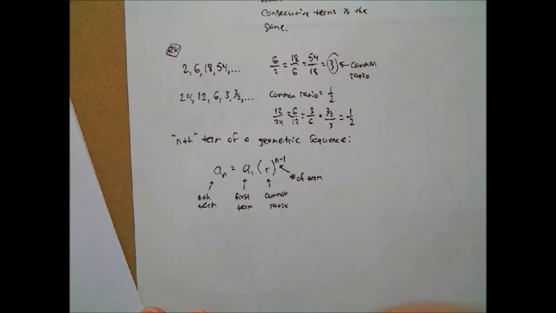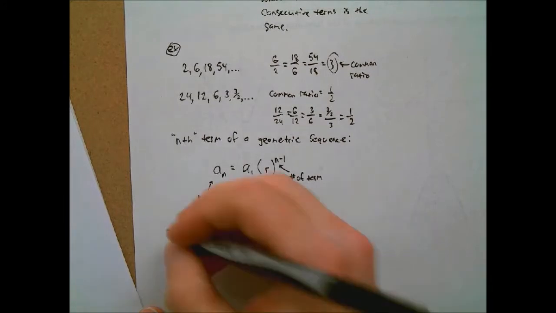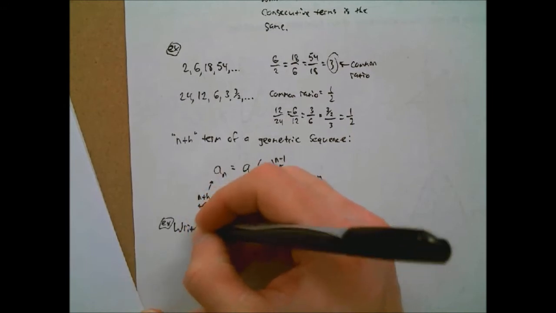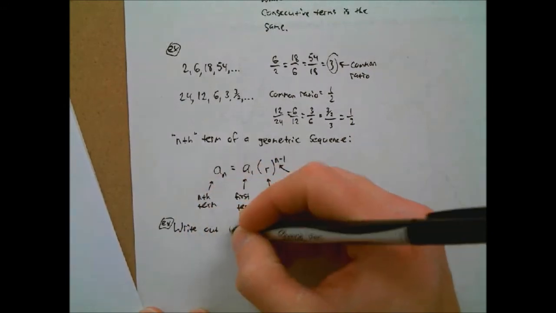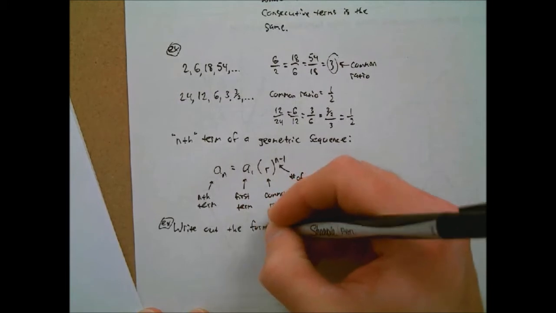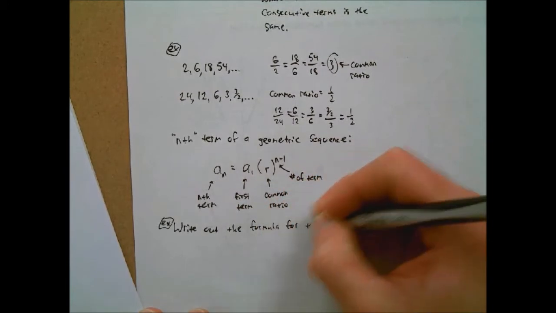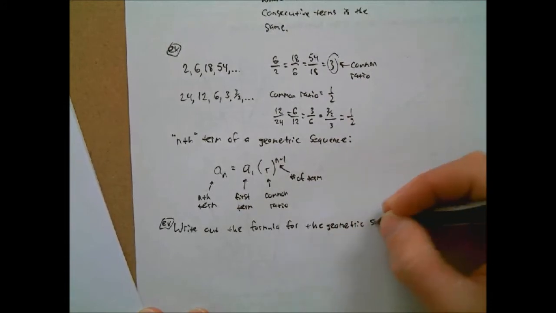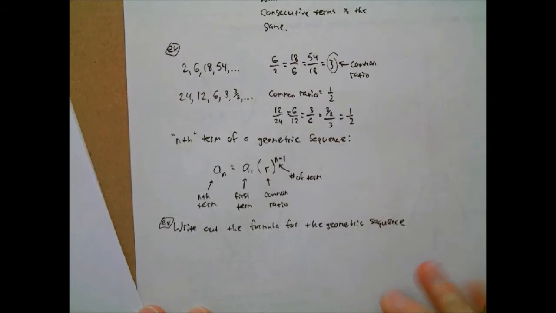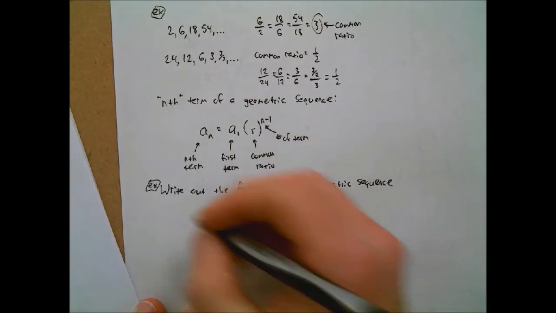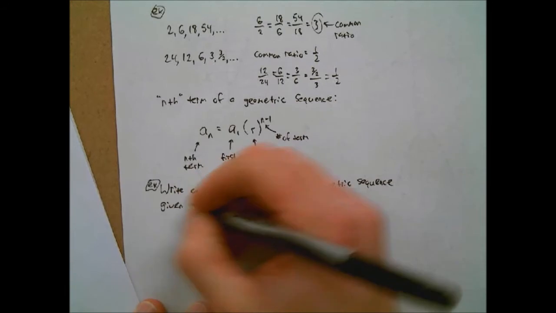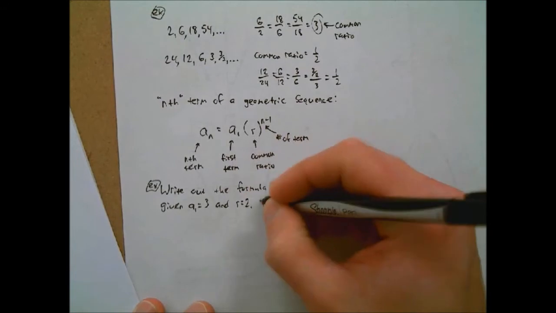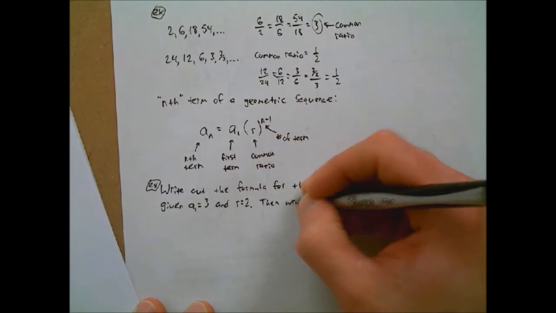So, let's just do a quick example with that, and I'll give you guys one to try then. Let's write out the formula for the geometric sequence, sorry. See, I always do this now. Write out the formula for the geometric sequence. Given a sub 1 is 3 and r equals 2, then write the first 5 terms.